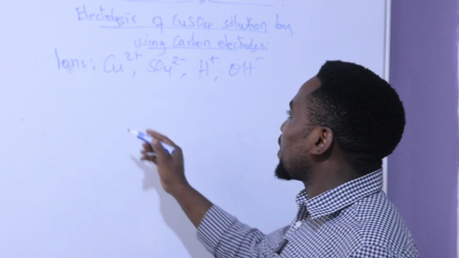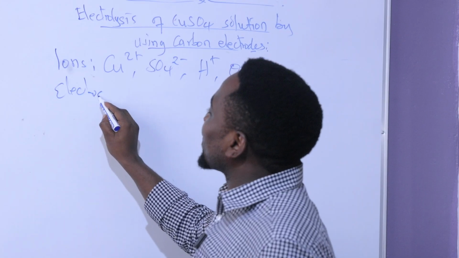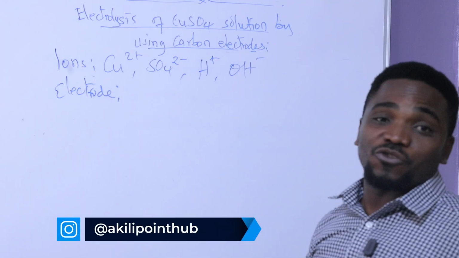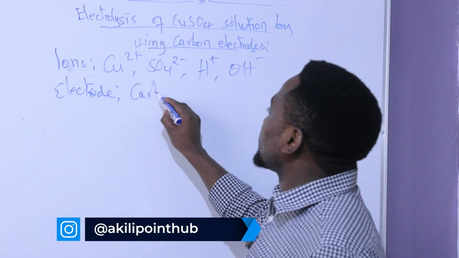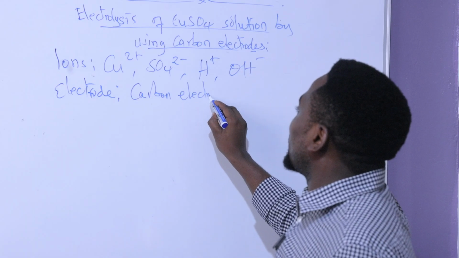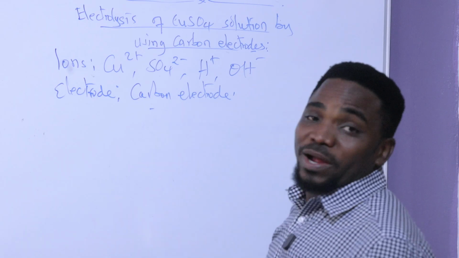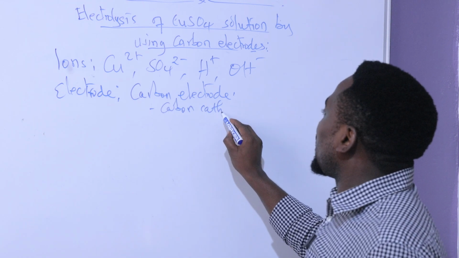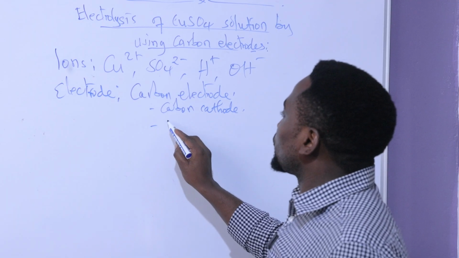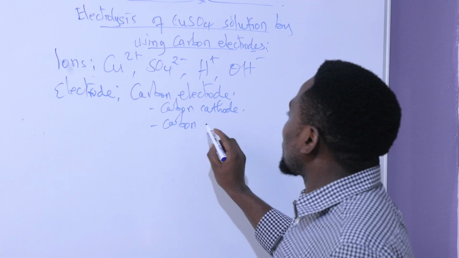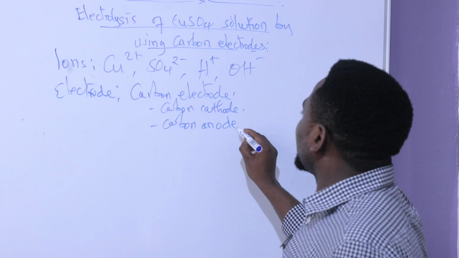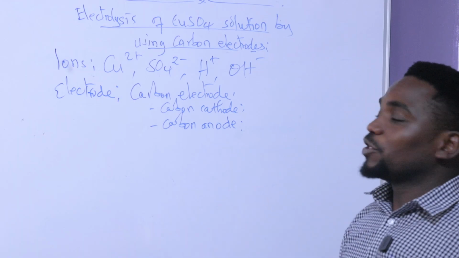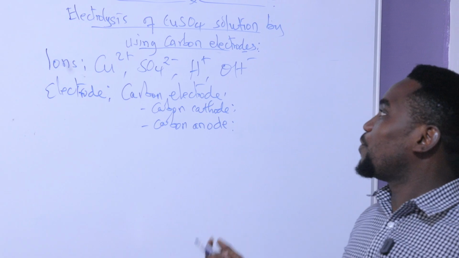Lakini electrode gani tumemtumia? Electrode tuliyonayo sasa hivi imebadilika, something that's different from tuliyekuwa tunamzungumza kipindi kilichopita. So the electrode here we have is carbon electrode. Na tunaposema carbon electrode tunamaanisha kwamba upande wa cathode we'll be having carbon. So it is carbon cathode. Alafu from the anode tutakuwa tuna carbon anode. So we have the carbon at the cathode and we have the carbon at the anode. So here are very simple concepts.